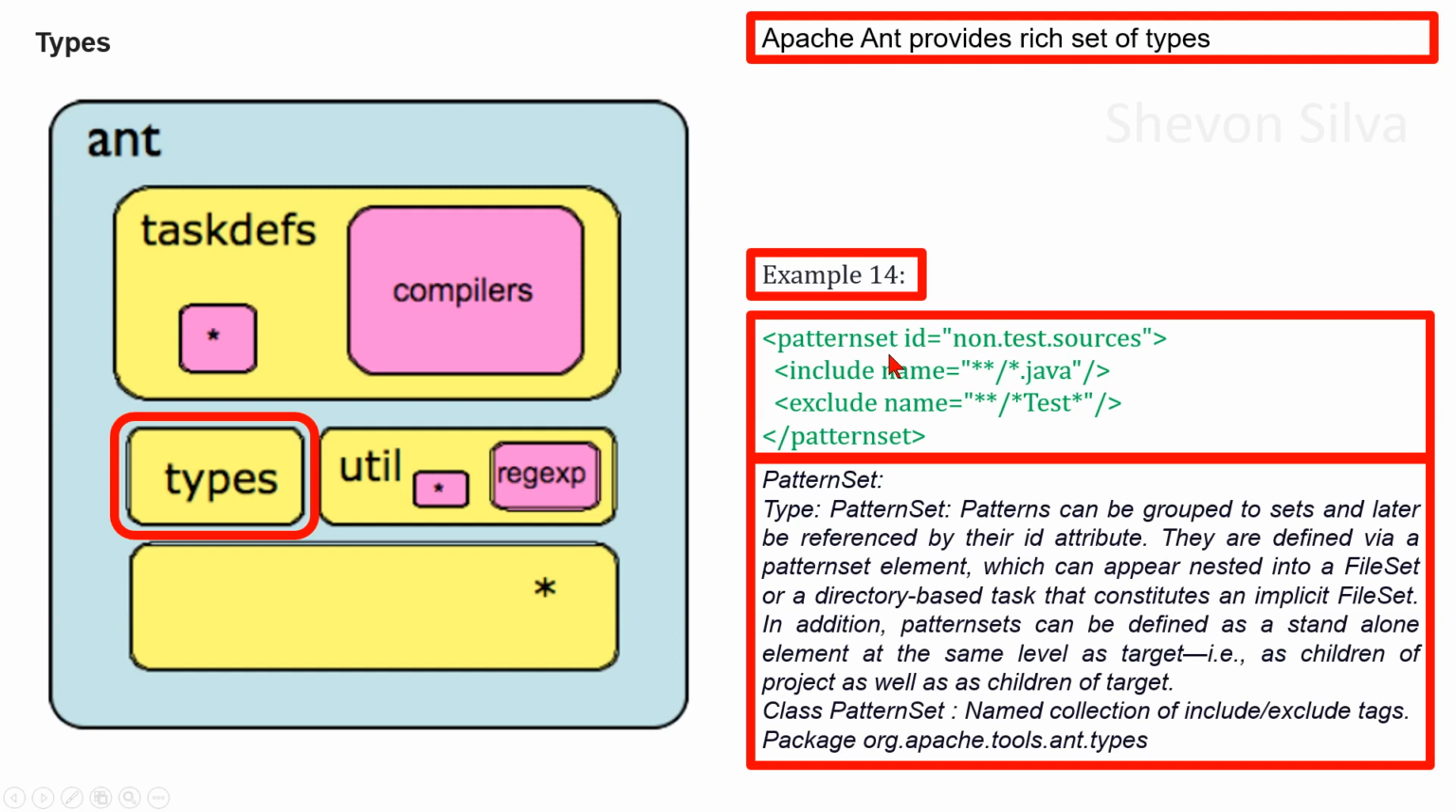In addition, pattern set can be defined as a standalone element at the same level as target, that is as children of project as well as children of target. With regard to API, we can consider class PatternSet, a named collection of include and exclude flags. This is in the package org.apache.tools.ant.types.